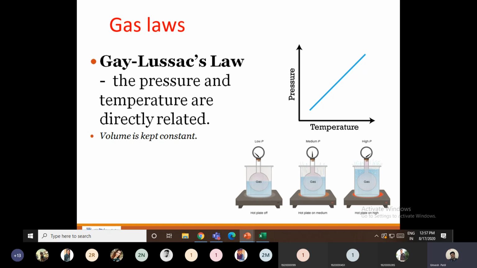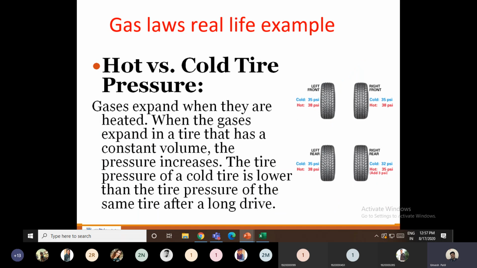And the real life example of Gay-Lussac law is the hot versus cold tire. So you can observe this phenomenon while driving a motorcycle or car. If you see in images, cold tire pressure is 35 psi. So if you fill air in a tire, motorcycle tire or car tire, the pressure is generally in psi. What do you mean by psi? What is psi?